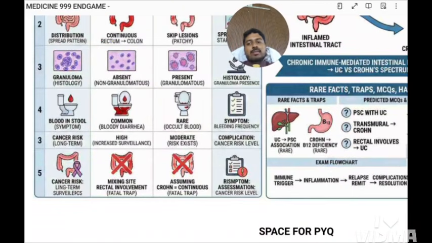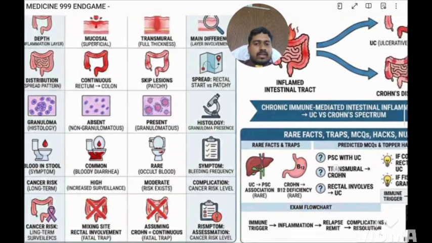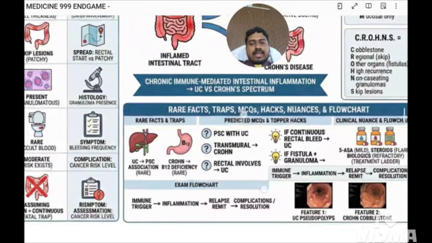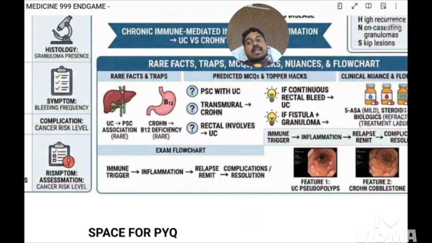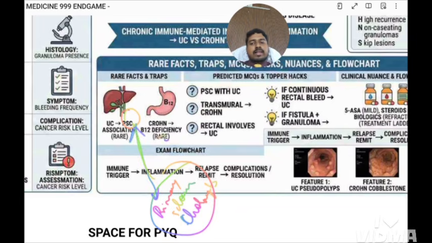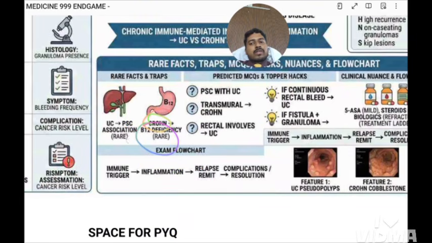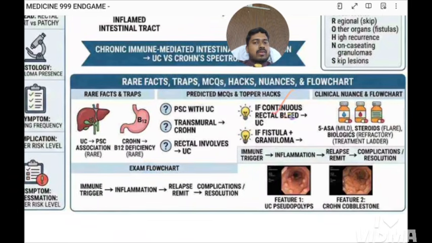In Crohn's disease it is occult blood. Cancer risk is higher with ulcerative colitis than with Crohn's disease. And yes, I think rectal involvement is seen most commonly in case of ulcerative colitis. Okay, some other things: ulcerative colitis has association with PSC. So what is PSC? PSC is primary sclerosing cholangitis. So this association is there with ulcerative colitis. And second, in Crohn's disease B12 deficiency occurs. That is because of involvement of ileocecal junction. I have already discussed this. Okay, I have told everything.